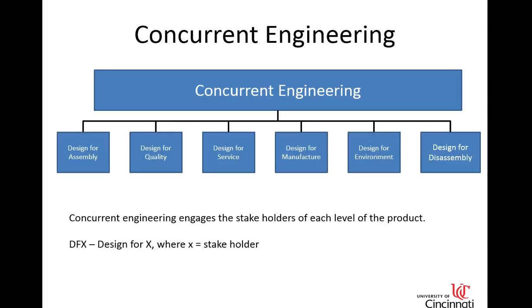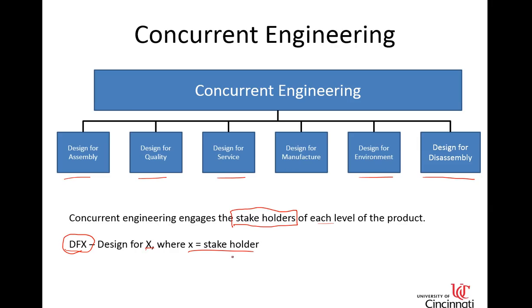So more on concurrent engineering. Now, there are several types of concurrent engineering. This is not just a synonym for design for manufacturing engineering. That word stakeholder comes in again. Concurrent engineering engages the stakeholders of each level of the product. And that can be design for assembly, design for quality, design for service, design for the environment, and even design for disassembly, or design for maintenance. Oftentimes this is referred to as DFX, design for X, where X is that stakeholder.